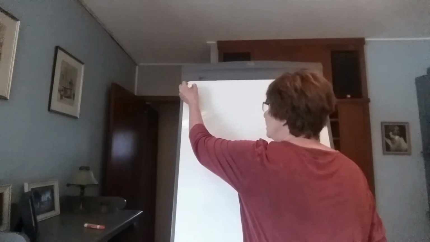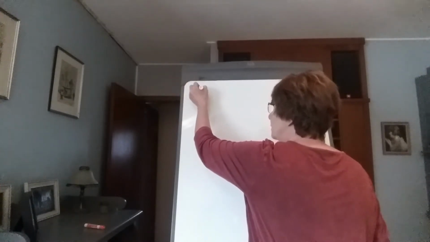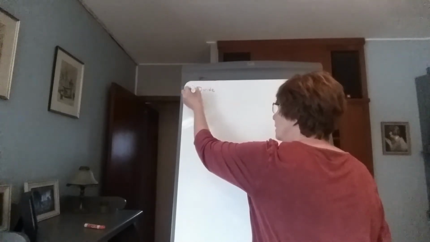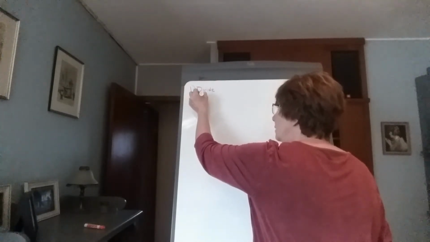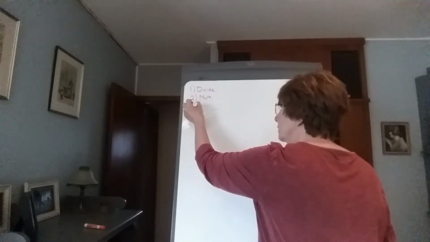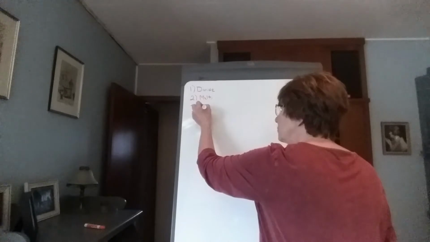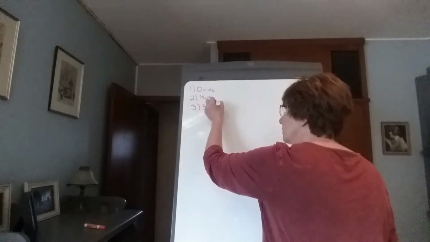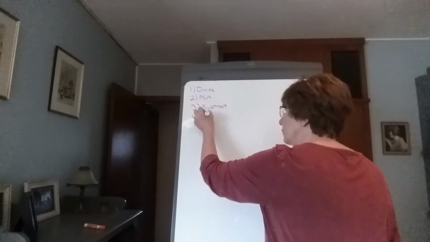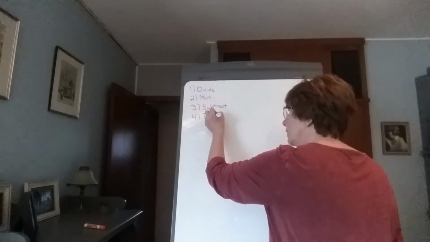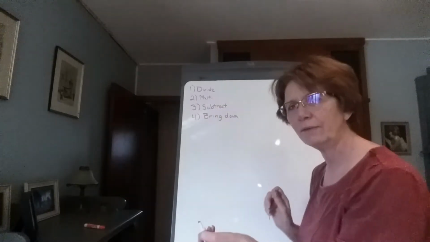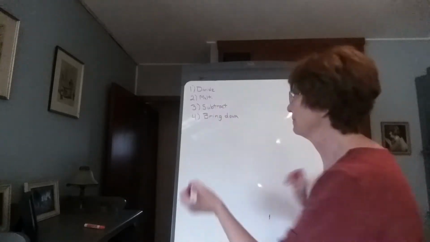Number one, divide. 2, multiply. 3, subtract. And 4, bring down. And then there's actually a number 5, which is repeat.